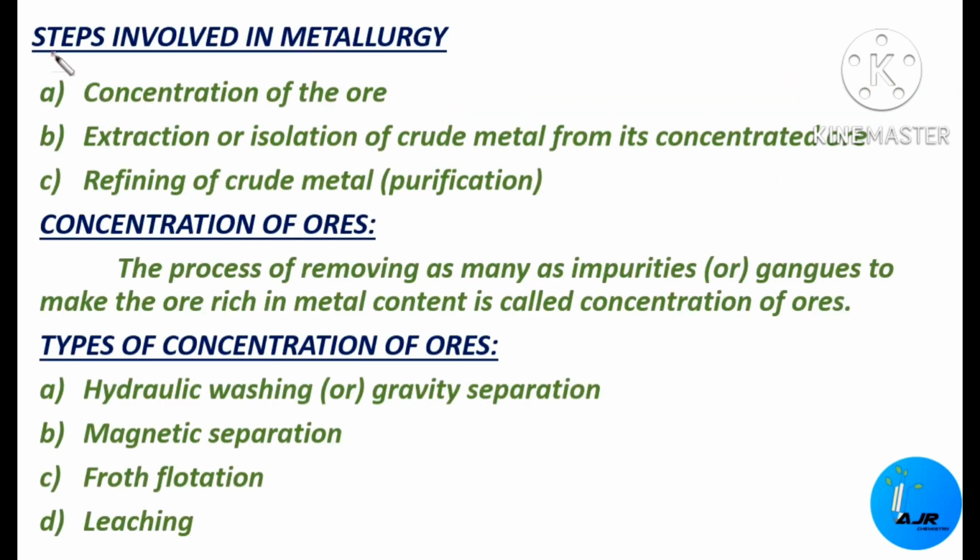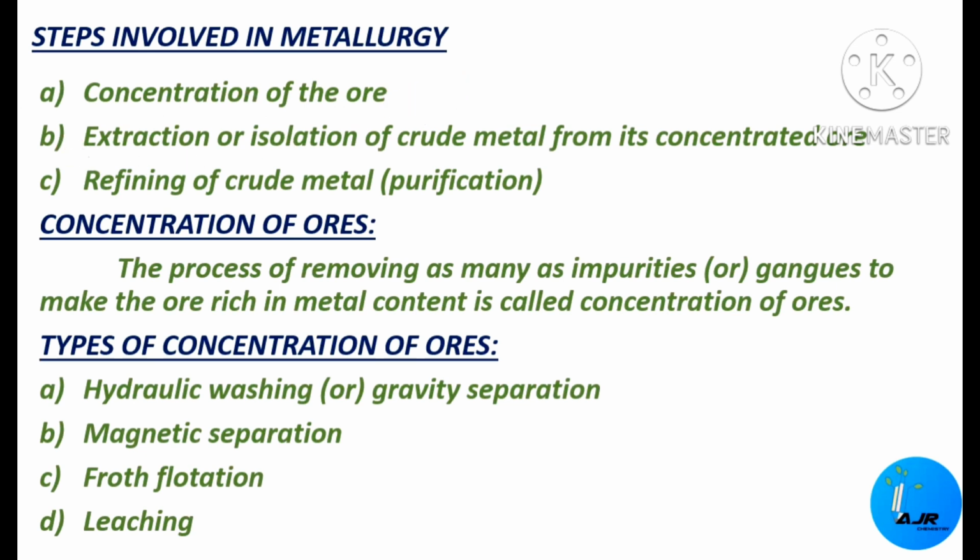Understood? So the next important one is the steps involved in metallurgy. What are the steps involved in metallurgy? Okay, the first step is the concentration of the ore. So the ore should be concentrated, right? So the first step is the concentration of the ore.